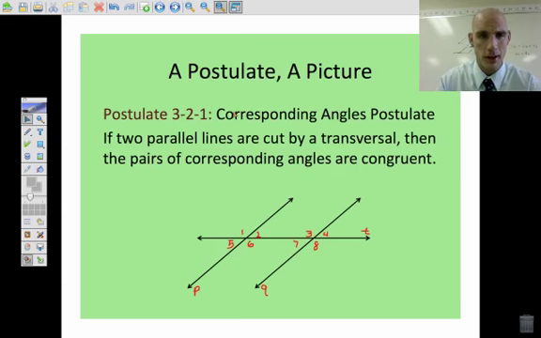This is a postulate and a picture of that postulate. Postulate 3-2-1. Probably a good idea to write this down. You can put it in your cards for use on your test, or you can just have it in your notes to use as a reference for yourself. Corresponding angles postulate: if two parallel lines are cut by a transversal, then the pairs of corresponding angles are congruent.